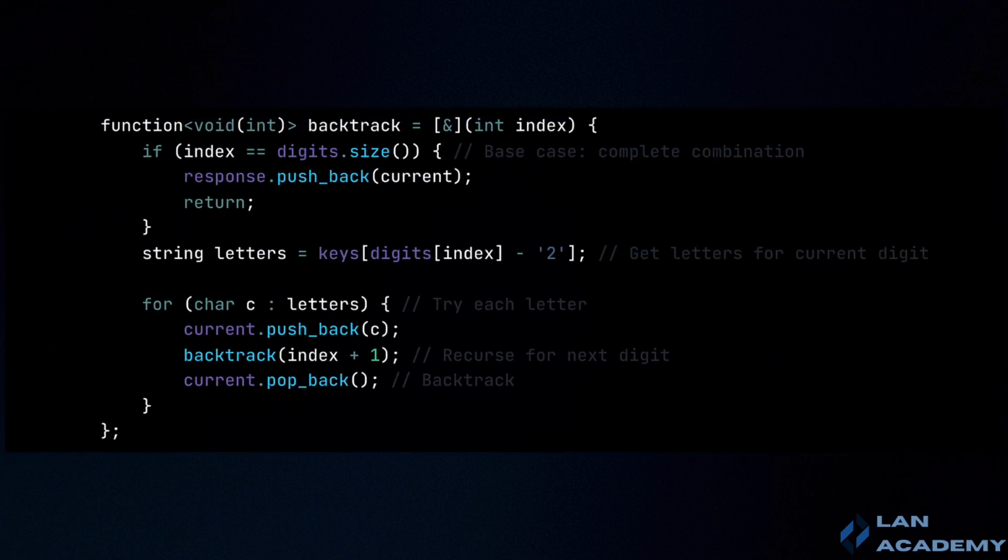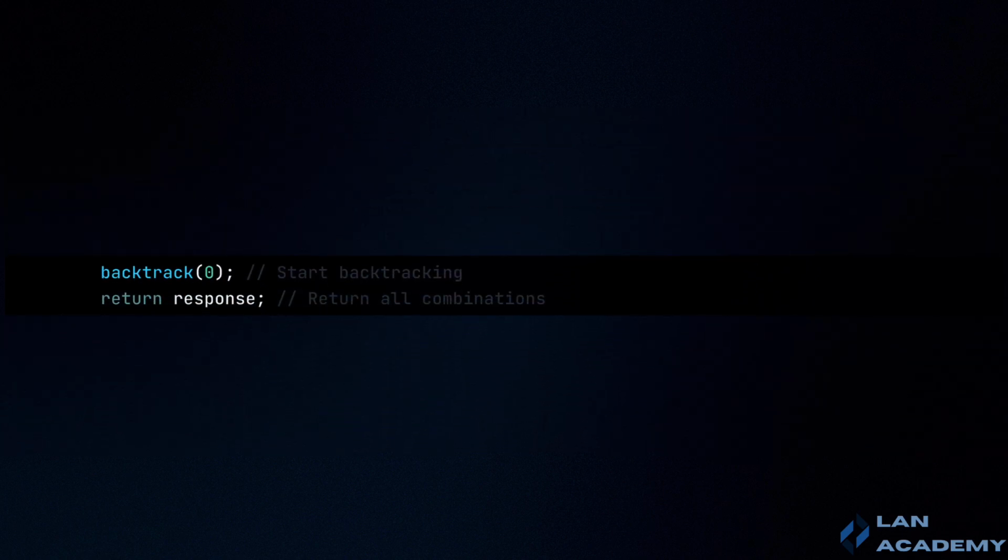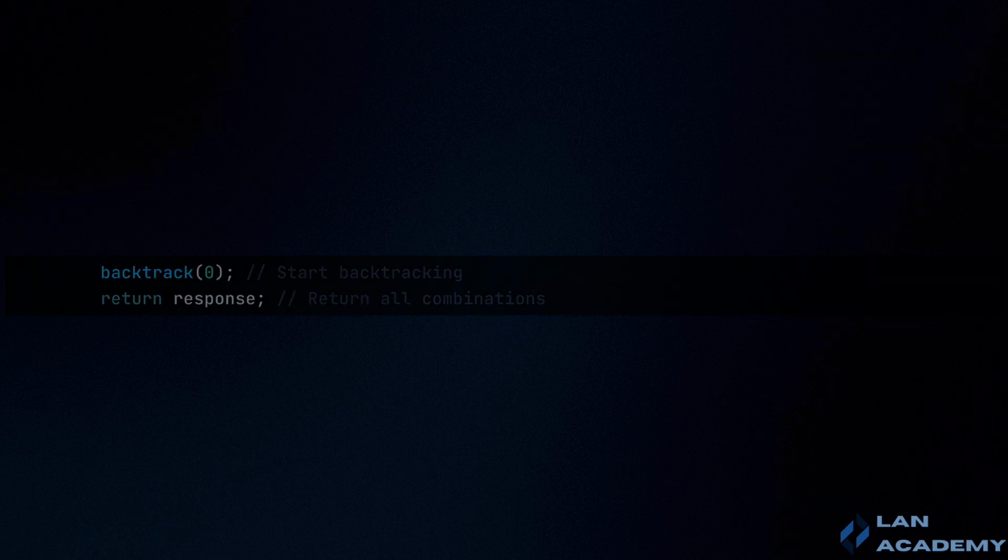This is the backtracking step, which allows us to explore other possible combinations by undoing the last choice and trying the next letter. We initiate the backtracking process by calling the backtrack function with an initial index of 0. This call starts the exploration from the first digit of the input string. Once all possible combinations have been generated, the response vector containing all these combinations is returned.